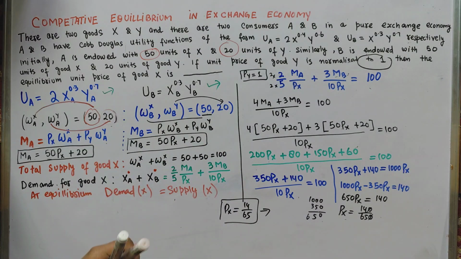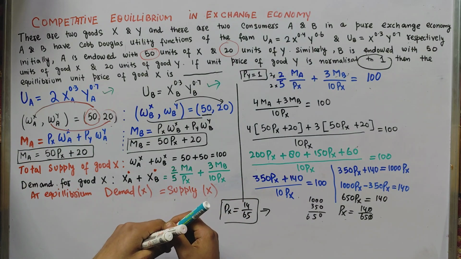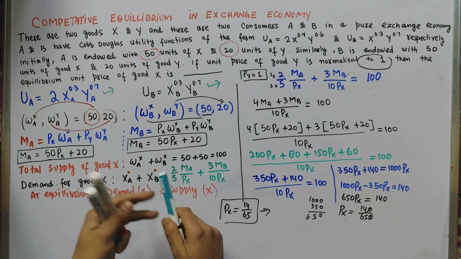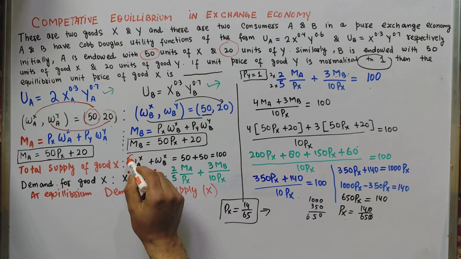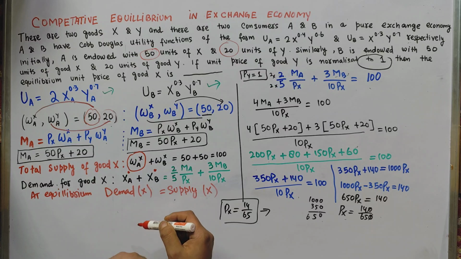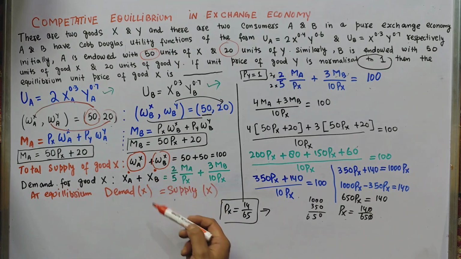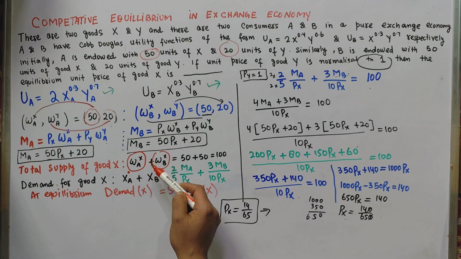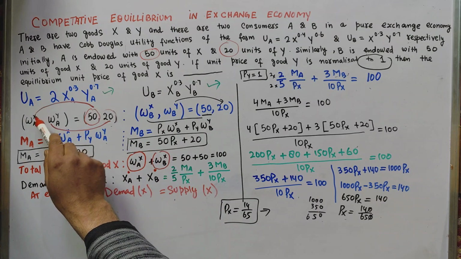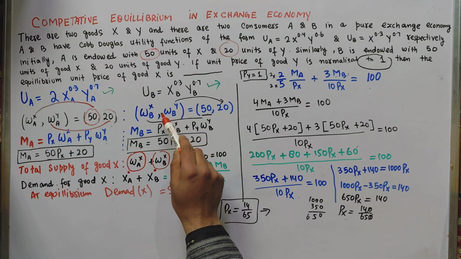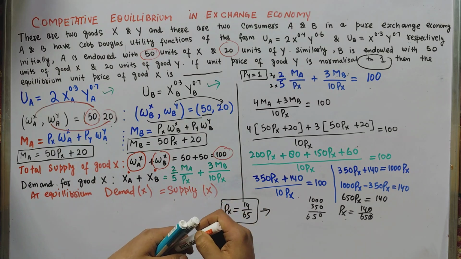Then next step is obviously to find out the total supply of good X. Now what will be the total supply of good X in this economy? Supply comes from the initial endowment of person A and B. For good X, total supply will be equal to the endowment of person A plus the endowment of person B. That is the units of X held by person A initially plus the units of X held by person B initially. So WAX is 50, WBX is 50, so 50 plus 50 is 100. 100 is the total supply in this economy for good X.